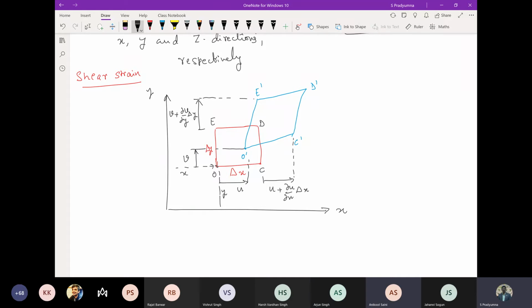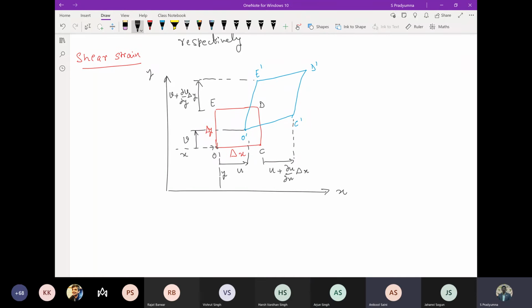Yes, sir. So now from this figure I can derive what is epsilon x. Epsilon x from this figure will be, so C is actually displaced by u plus delta u by delta x into delta x, minus u, which is the displacement. That gives me the total extension, divided by delta x. So I can cancel out this u, I can cancel out delta x, and it gives me delta u by delta x. Same thing I can do in the y direction also.